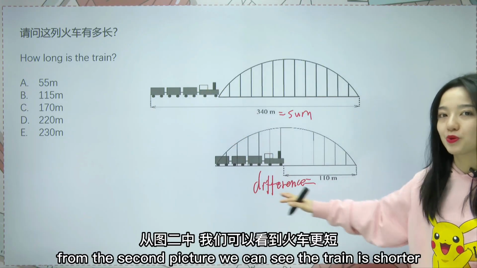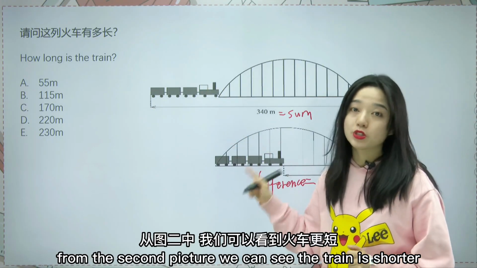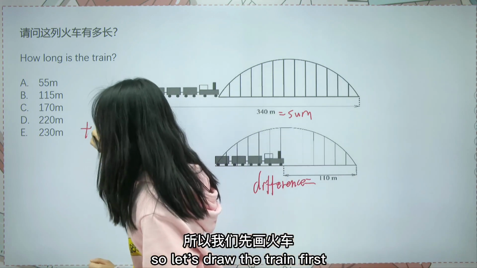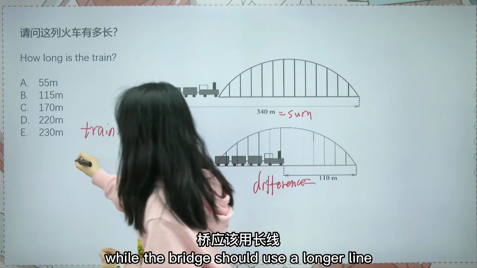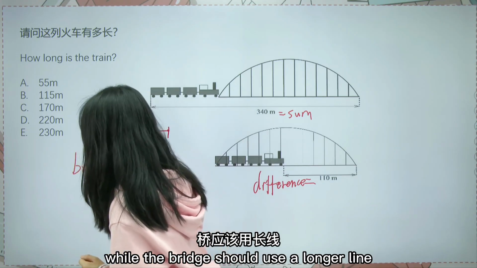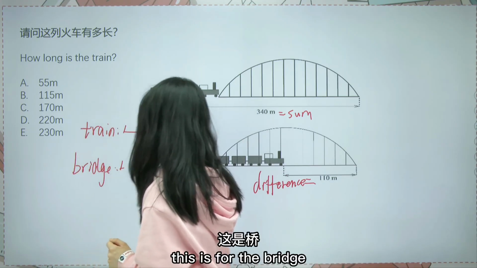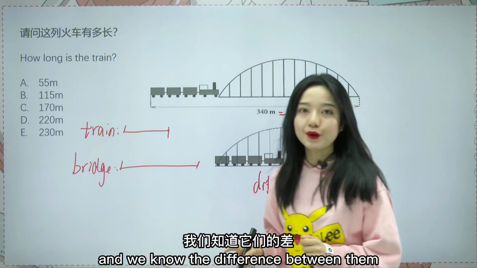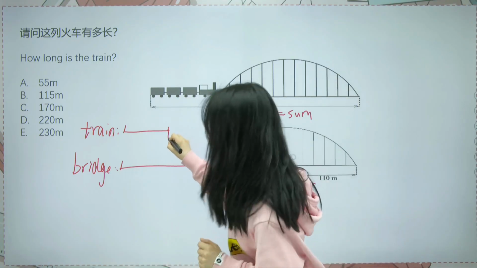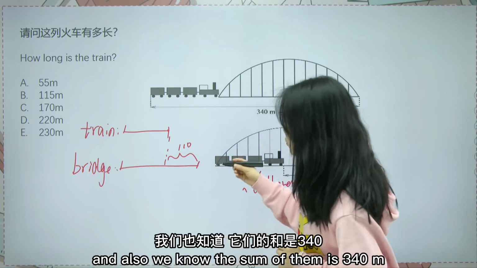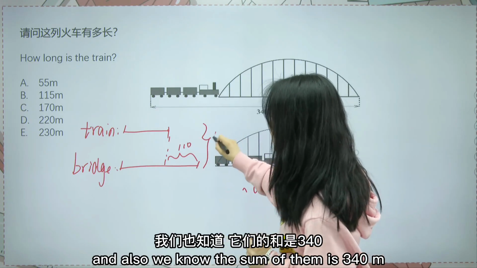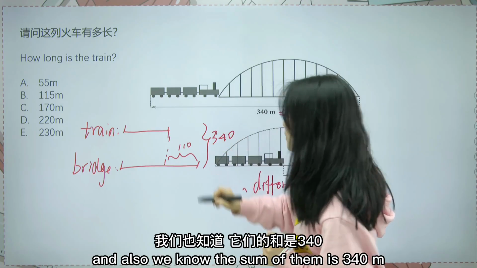From the second picture, we can see the train is shorter. So let's draw the train first. The train should use a shorter line, while the bridge should use a longer line. This is for the bridge, and we know the difference between them. This is the difference, should be 110. And also we know the sum of them is 340 meters.